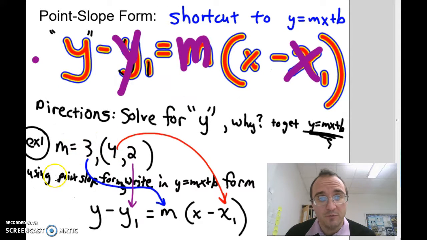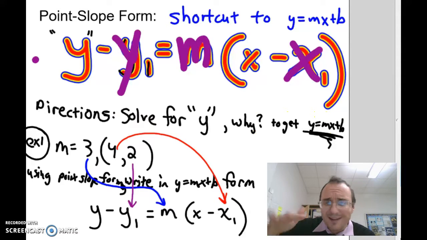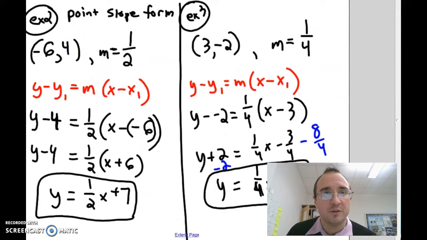The given information. Remember, once you've plugged in the 2 for this y, the 4 goes in for this x, and the 3 goes in for the m, the only direction is: solve for y. Why? To get y equals mx plus b form. And we call this a shorter cut. It's not necessarily short, but it's a shorter way of getting y equals mx plus b form.